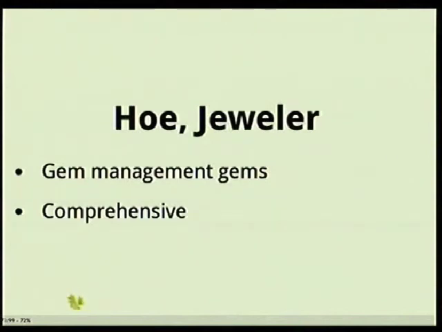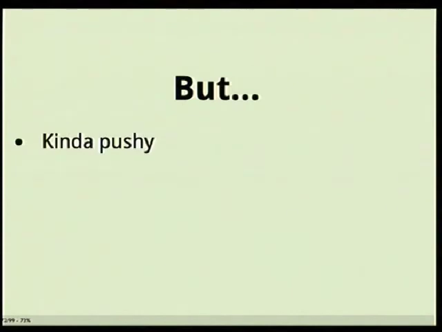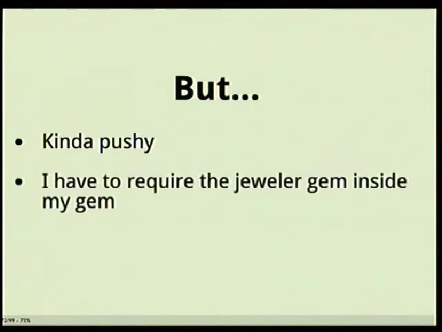So there are some gems out there that help you package up Ruby gems. The two most popular ones are Hoe and Jeweler. They're kind of similar ideas. They're pretty comprehensive. They're very powerful, I think. But I always felt like they're a little pushy. They really demand all this stuff of you. They want you to set all these settings and organize your files in a certain way and this and that. And that always kind of bothers me.